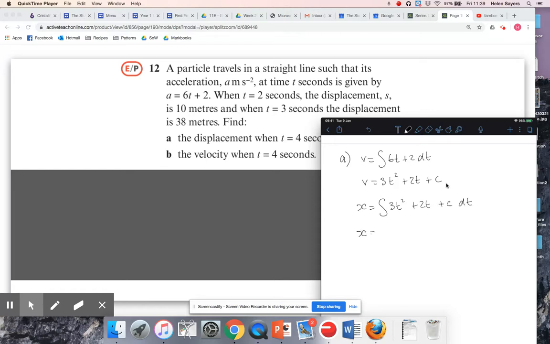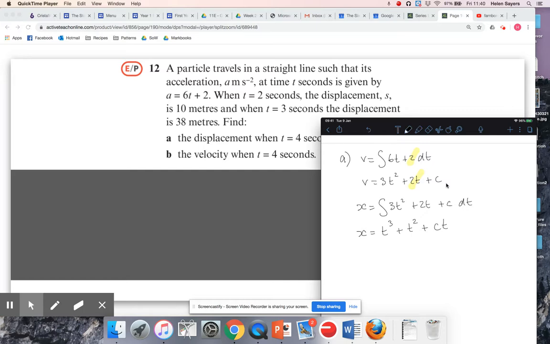So displacement: I'm going to increase that power to 3, and then dividing by 3 will cancel the coefficient of 3. I'm going to increase that power to 2, and then when I divide, it'll cancel the 2. And then c is just a constant, so I don't know what it is just yet, but constants will just integrate up to a t term. So 2 integrated to 2t, 7 would have integrated to 7t, and so on. So c will integrate to ct.